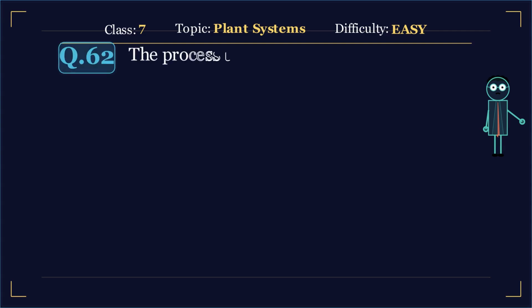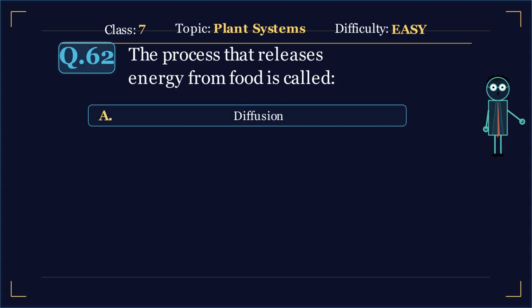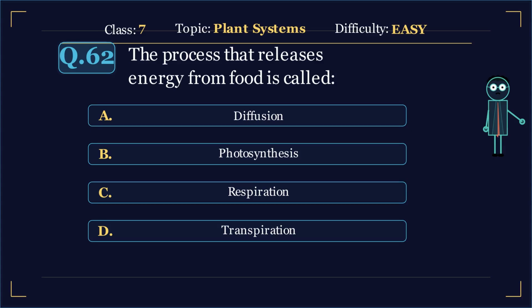Question 62. The process that releases energy from food is called. Option A, diffusion. Option B, photosynthesis. Option C, respiration. Option D, transpiration. The correct answer is option C.